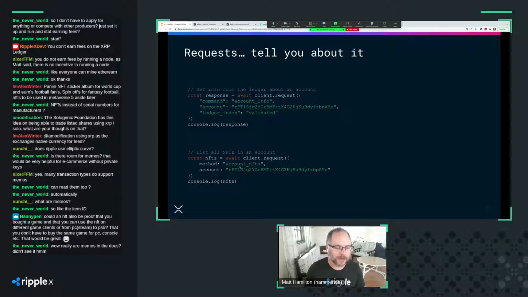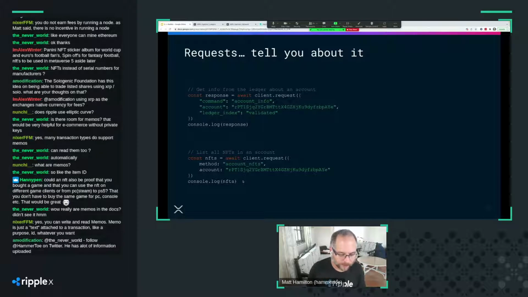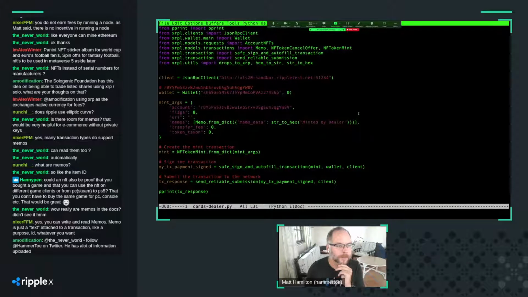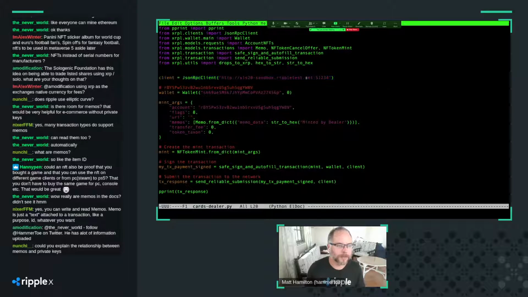And another one here is for looking at NFTs. So I can say, give me all the NFTs that this account has, and it will come back and list those for me. And I can show you here, this is just to switch language. This is Python, and here I've got some Python in which I'm actually minting an NFT. So I'm connecting to the XLS20 sandbox testnet here at the top.